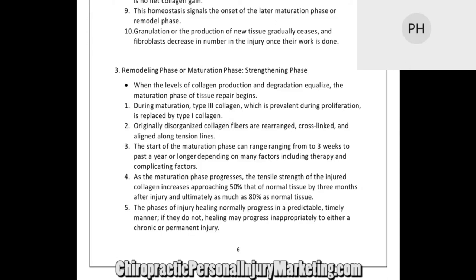The start of the maturation phase can range from 3 weeks to past a year or longer, depending on many factors, including therapy and complicating factors. As the maturation phase progresses, the tensile strength of the injured collagen increases, approaching 50% of the normal tissue by 3 months after the injury, and ultimately as much as 80% of normal tissue. So the phases of healing normally progress in a predictable, timely manner. If they do not, healing may progress inappropriately to either a chronic or permanent injury.